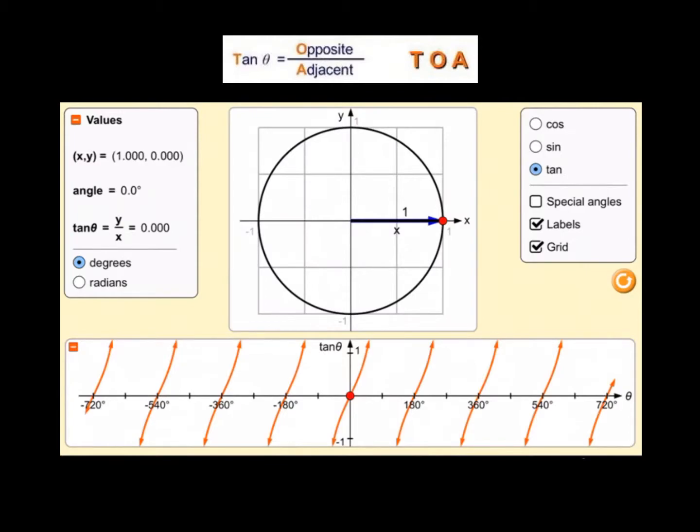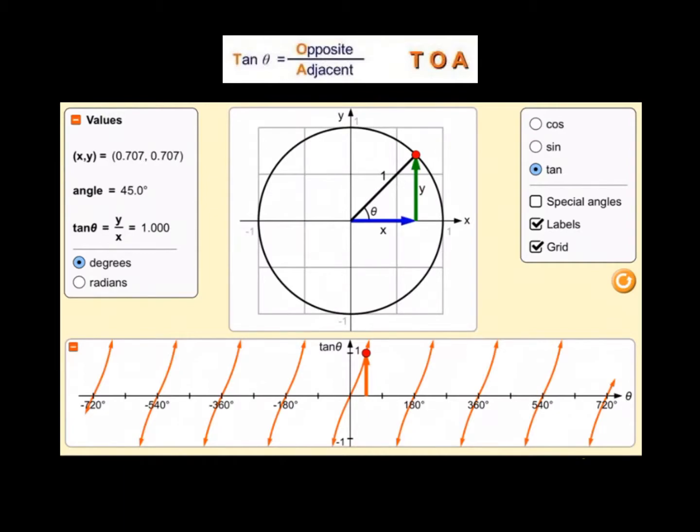And if we drag this point to a 45, 45, 90 degree triangle, this is half of a square, which means the opposite and the adjacent are exactly the same. The 0.707 divided by 0.707 is going to divide out to be exactly 1.